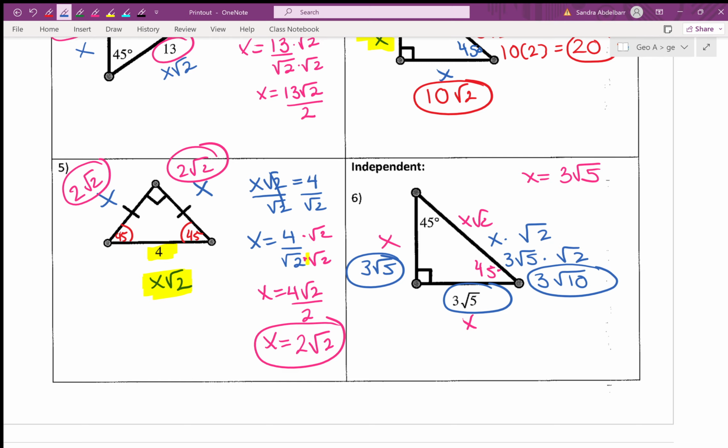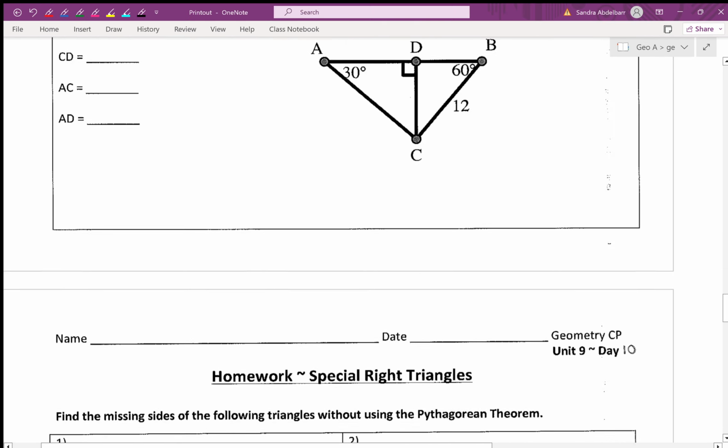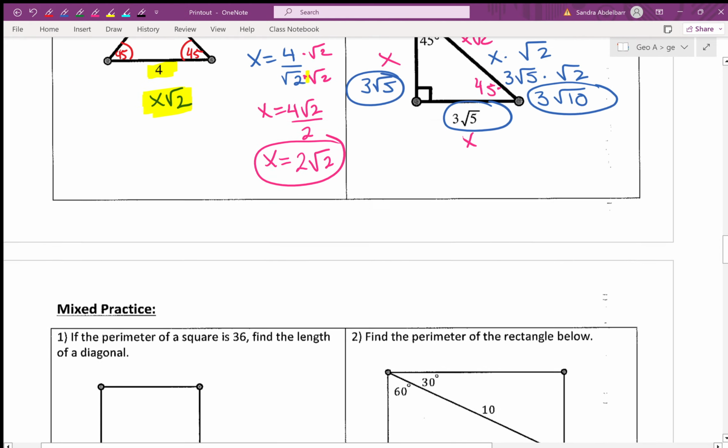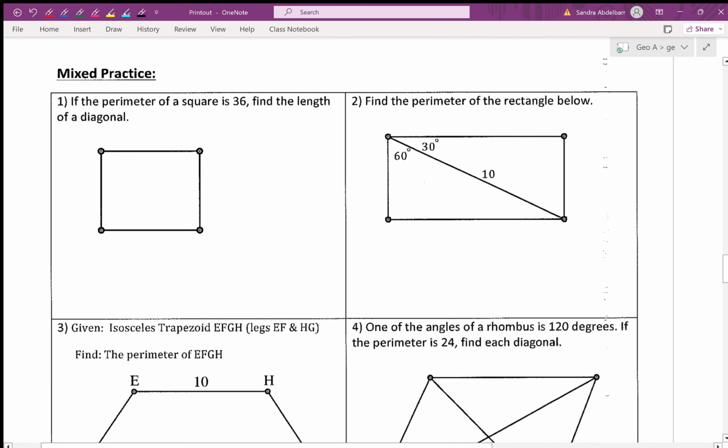Good. All right. So now we are bringing this back to the quadrilaterals. It says if the perimeter of a square is 36, find the length of a diagonal. All right, so we need to remember a couple of things about a square. Well, in a square, aren't all sides congruent? So when it says the perimeter is 36, that means each side has to be 9.